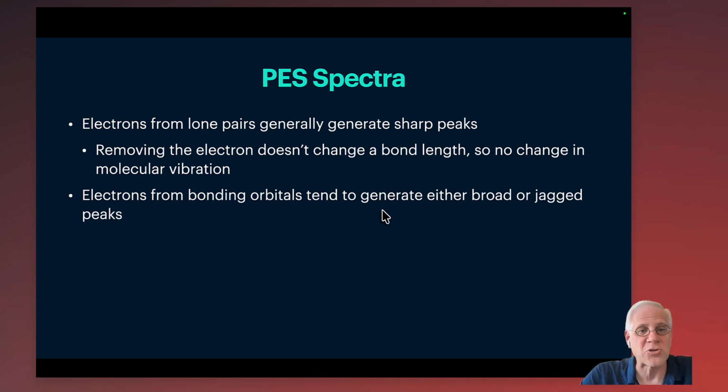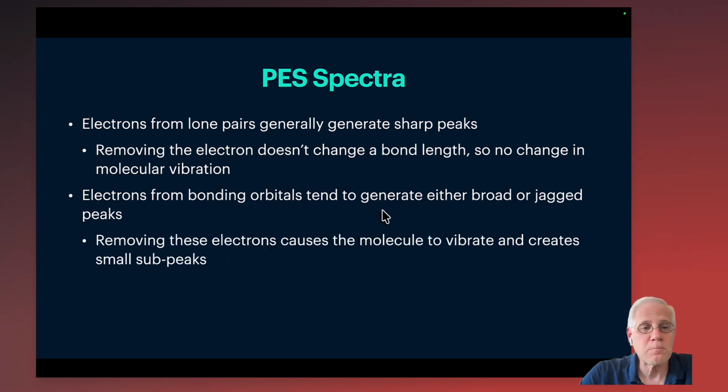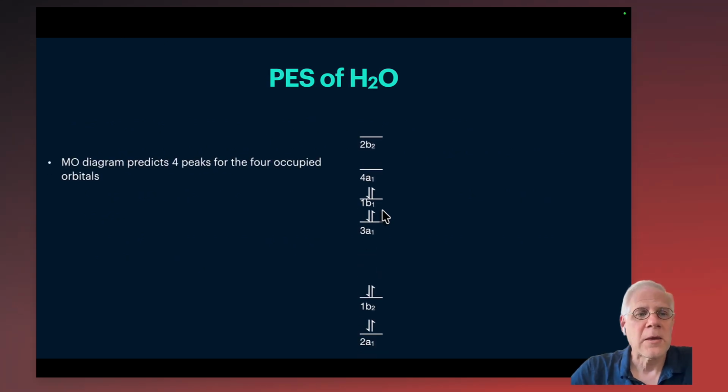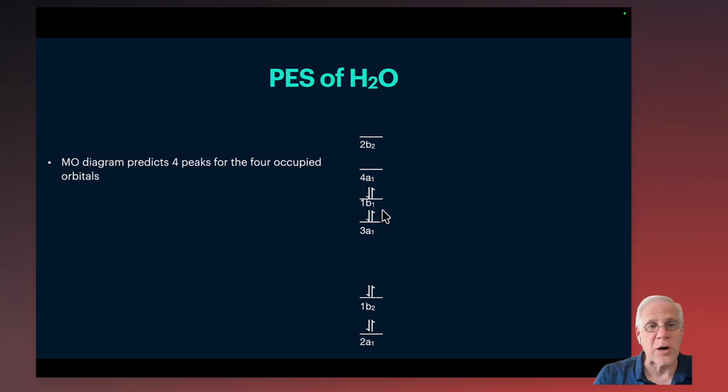If you start removing electrons from bonding orbitals, you start getting very broad peaks, and sometimes you'll even see some jagged side peaks on them caused by the bonds vibrating at energies very close to where you removed that electron. So again, small subpeaks. So let's take a look at water. Our molecular orbital diagram predicts 4 peaks for the 4 occupied molecular orbitals: the 2A1, the 1B2, the 3A1, and the 1B1.